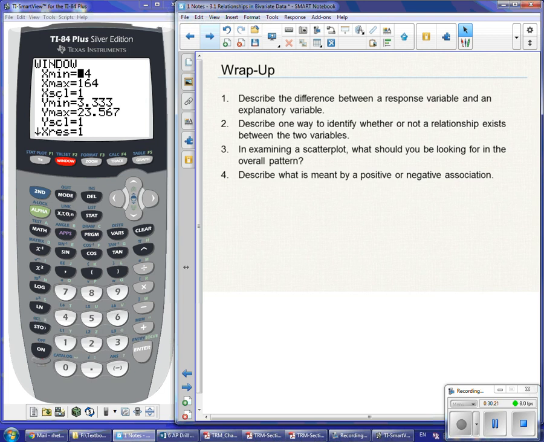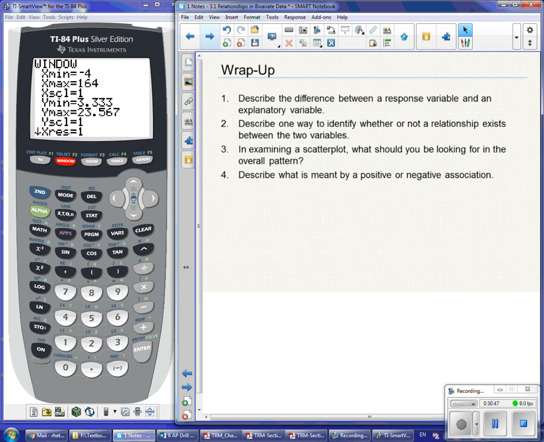So one way to do that, and I think probably the easiest way to do it, if you have the data, is to graph it. And then you can look very easily and see from the picture if there's an association between the variables. And in examining a scatter plot, what should you be looking for in the overall pattern? So this is where you want to look at the strength, the direction, and the form, and then any deviation such as outliers.